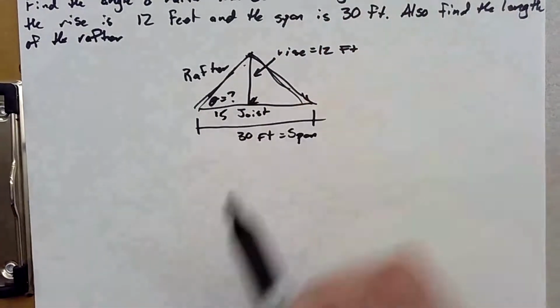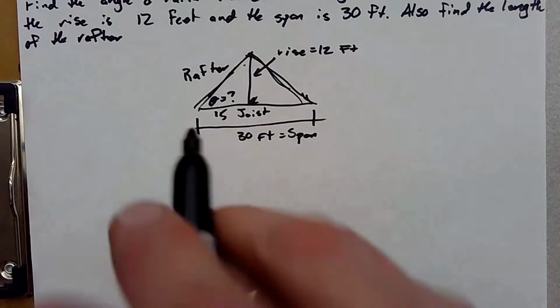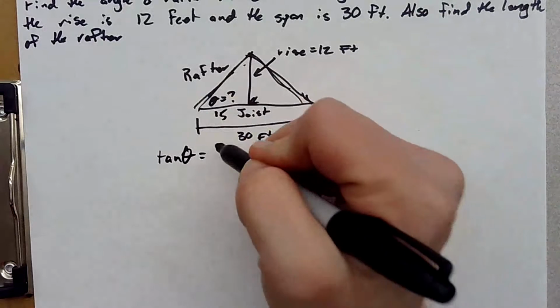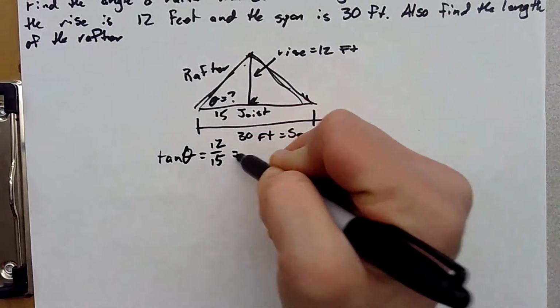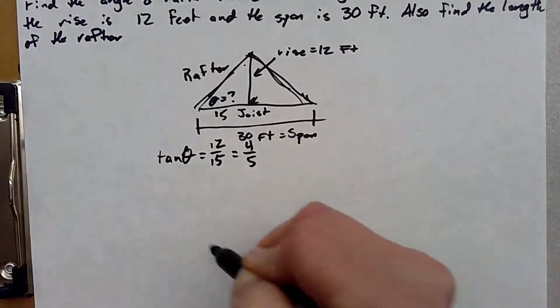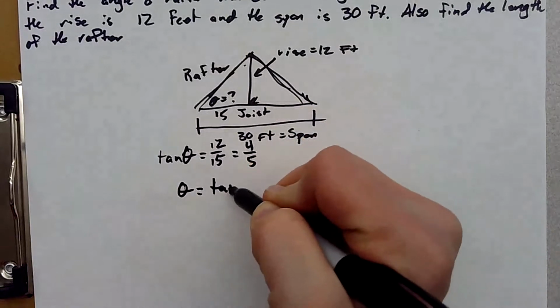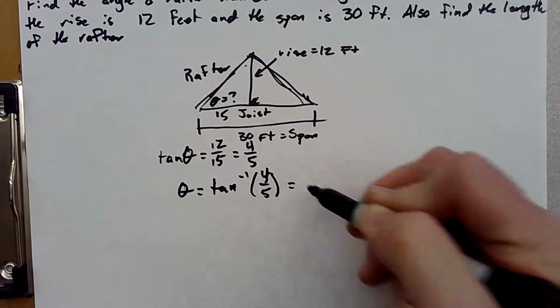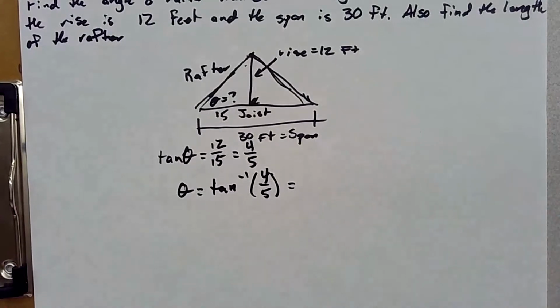We've got the rise, we've got the run, which means we have the tangent. Tan theta is 12 over 15, which is the same as 4/5. So we take theta equals tan inverse of 4/5, which is the same as 0.8 if we want to use that. We get an angle of 38.7 degrees.